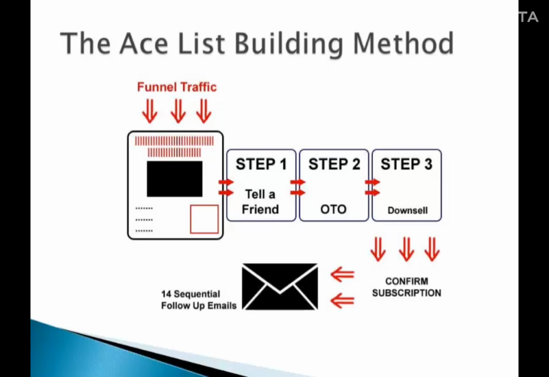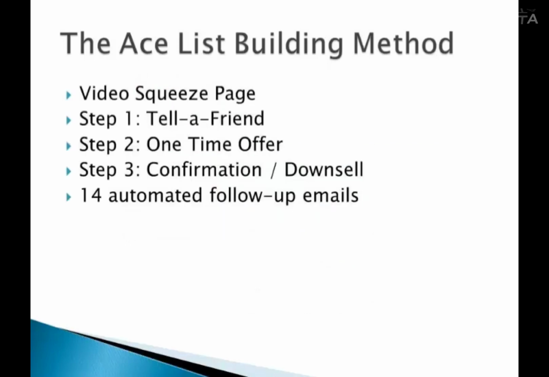The ACE List Building Method. Video Squeeze Page. Step 1. Tell a friend. Step 2. One-time offer. Step 3. Confirmation or downsell. 14 automated follow-up emails. So all in all, there are 4 cornerstones, the first one being tell a friend, which can help you multiply your mailing list count, and the other 3 are what I call profit centers, where you can start to monetize from your subscribers. I'll be covering each of these components in detail in the next session, starting with the Video Squeeze Page.